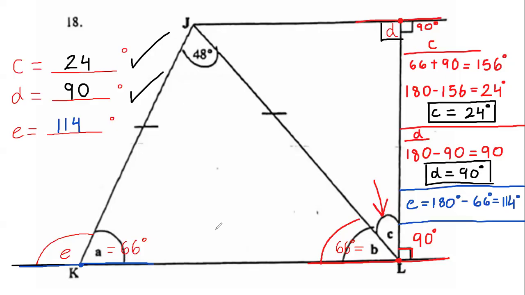Wait, let me be accurate. J is the same thing as 48. K is the same thing as 66. L is the same thing as B. Like if you want to be technical about it. But we're not worrying about those letters on the outside. Only the ones on the inside. So the ones on the outside for this question are basically to name the triangle. But if you want to be technical, J is 48, K is 66, and L is 66. All right, do we understand that?